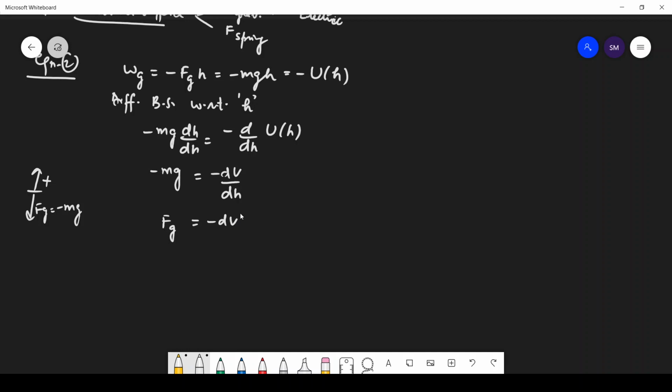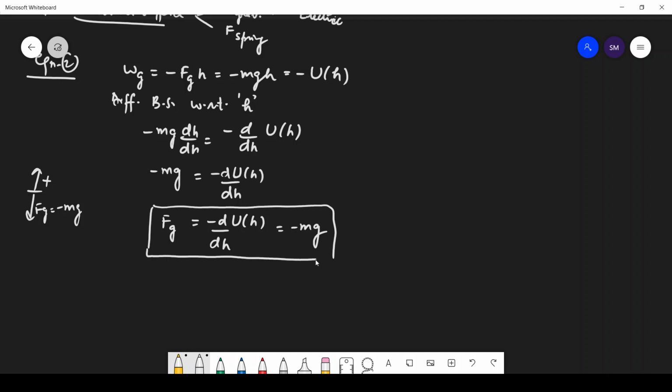So you can write U instead of V. In the book it is V. Don't get confused. So let us write U only, U as a function of h, by dh. Students, that is a very important equation, very important. Gravitational force is this. Okay, done? Yes?